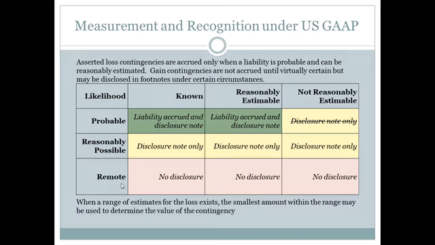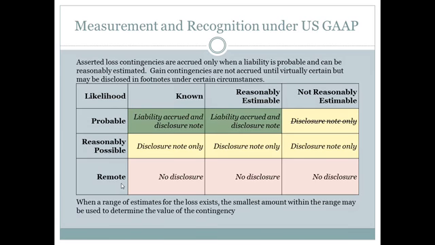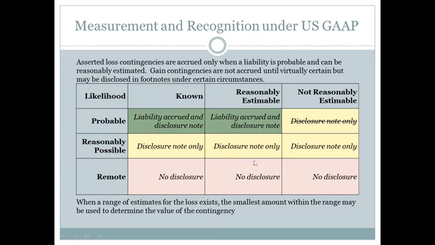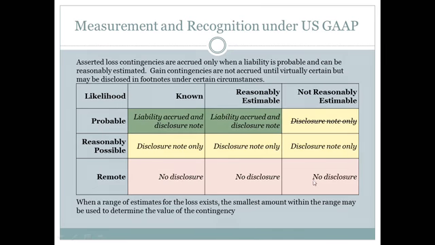If we determine that the likelihood of the loss occurring is remote, yes, somebody's filed a lawsuit against us, but we think we can win this pretty easily, it's a nuisance lawsuit, then we don't even have to disclose that it exists. So if management determines that there is a remote possibility, then there's no disclosure that's necessary.